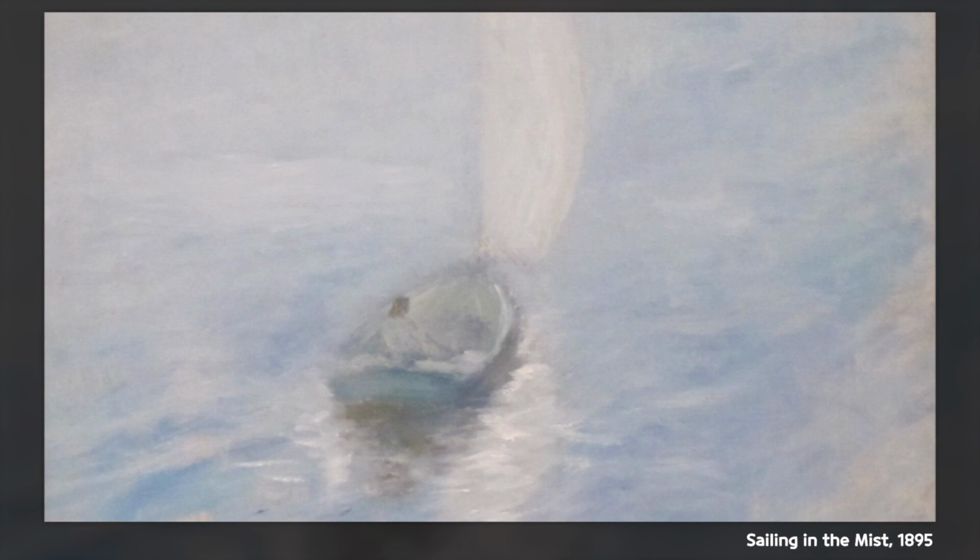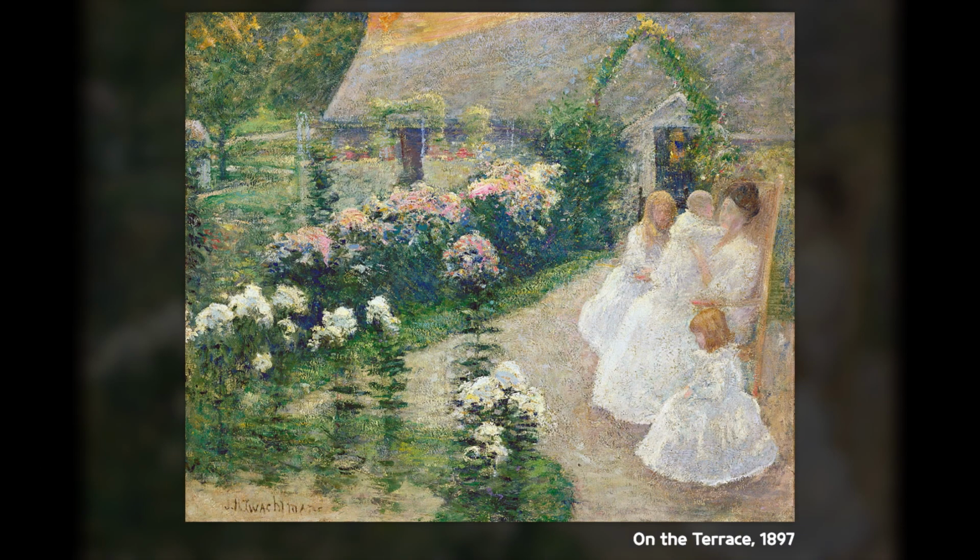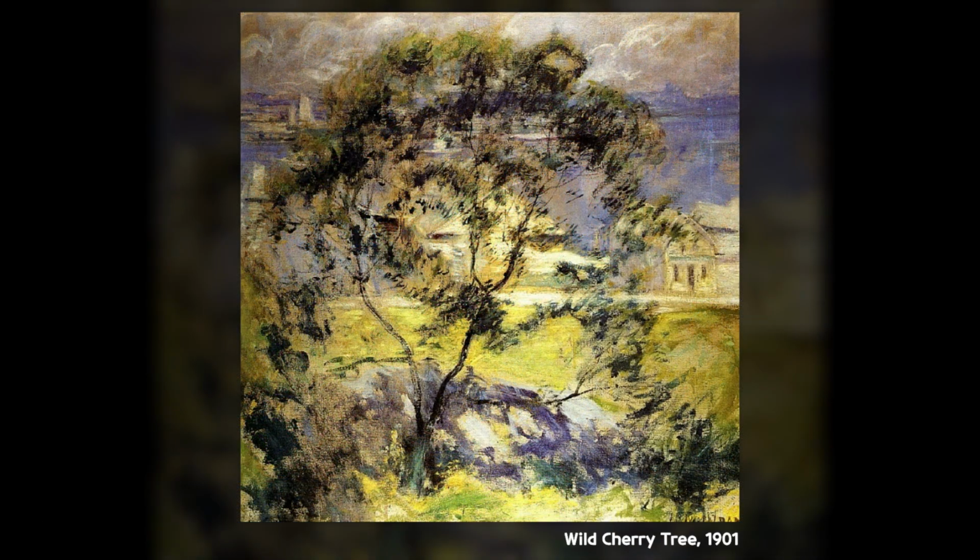Although Twachtman's paintings are often understated, he was a master at capturing the subtleties of light and nature. Look closely at the brushwork and notice how he uses texture and layering to create a sense of depth and complexity within the painting. Third, consider the historical context.